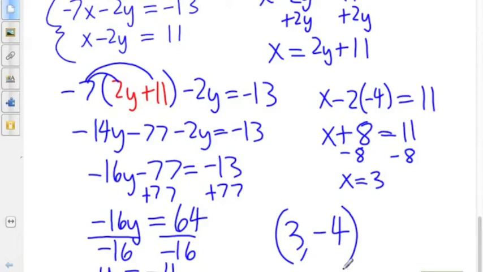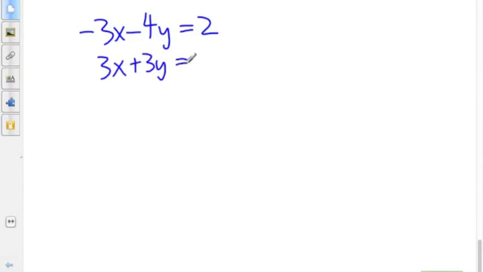So we can do one more on substitution. Let's make this one a messy example. That way you can see the downfall of substitution sometimes. So how about negative 3x minus 4y equals 2, and 3x plus 3y equals negative 3.